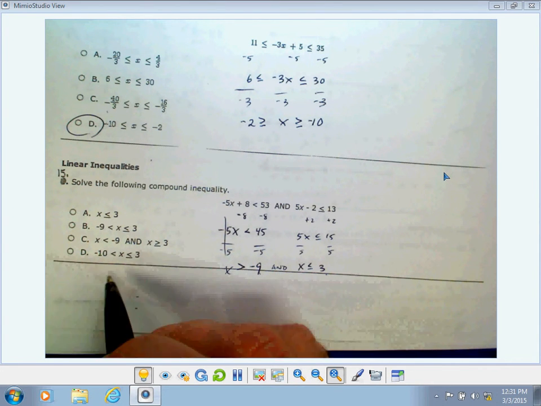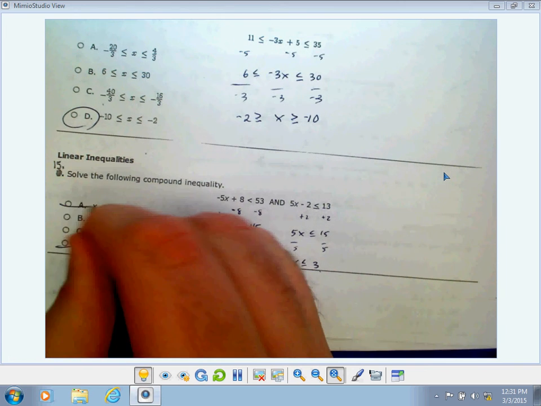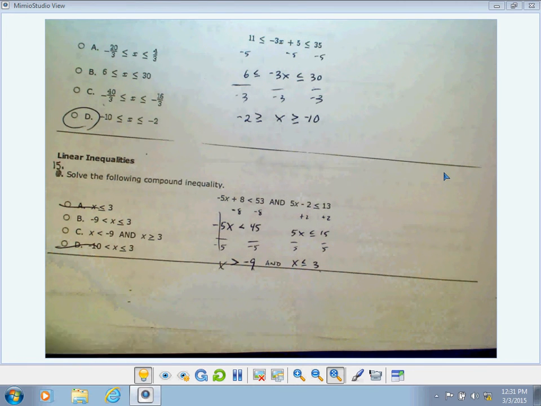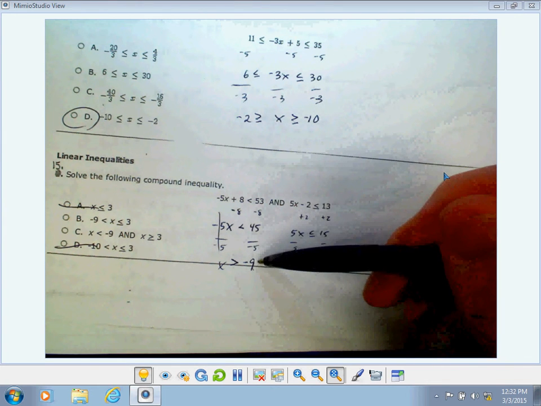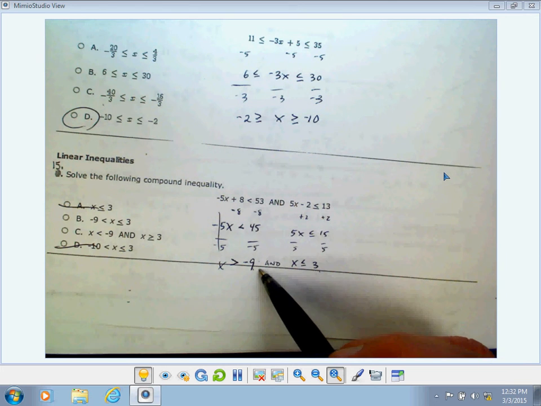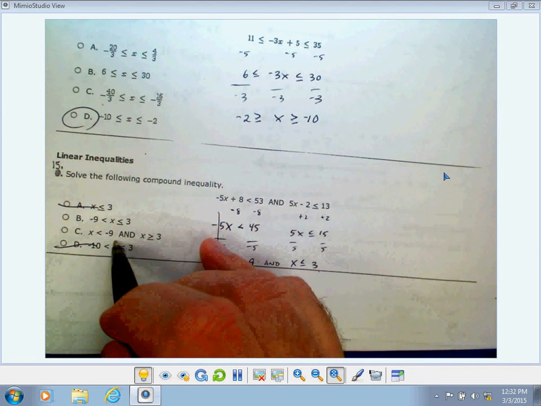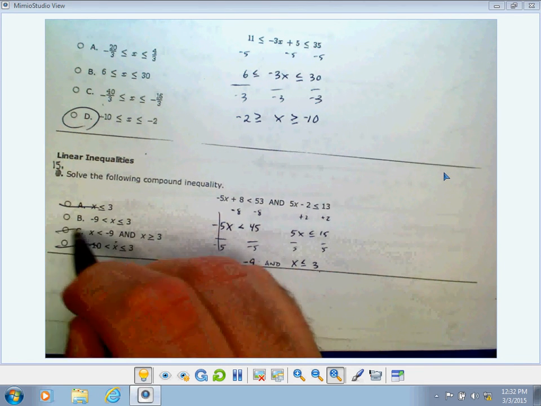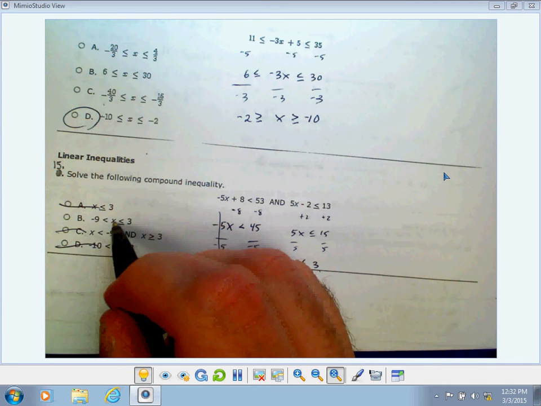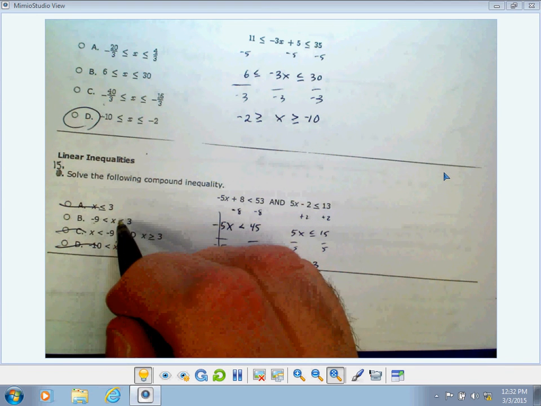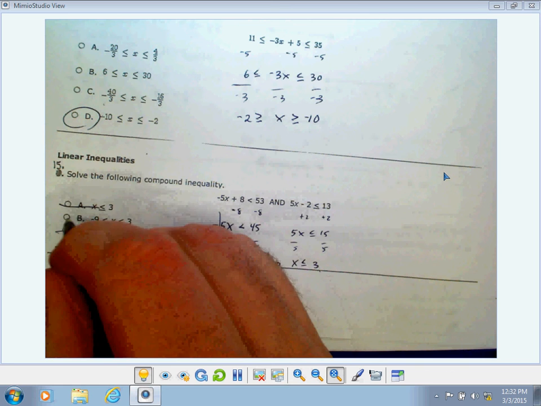Okay, so it's not -10, that's out, and this is out also. So it's -9 and 3. The question is, which one? Alright, this one says greater than -9. Okay, that's what it's supposed to be. C says less than -9, so it's not C. If you think about it, x is greater than -9 and less than or equal to 3. It's B.